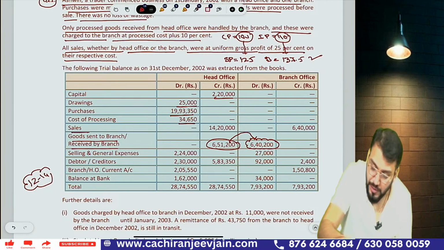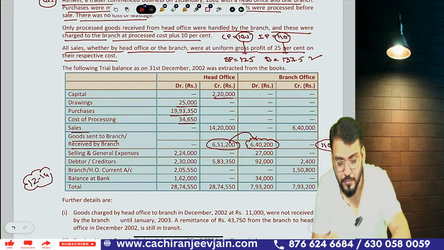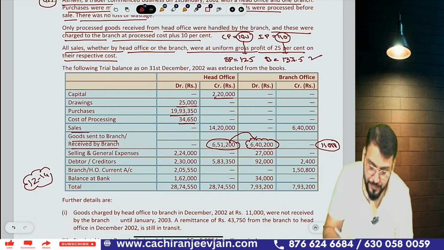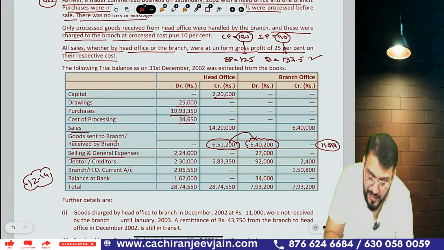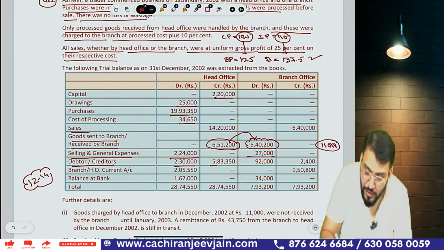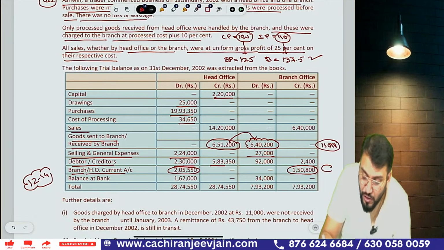You can see, 6,51,200 minus 6,40,200. So there are goods in transit of 11,000. Got this point? Then selling and general expenses are given, then debtors and creditors given. Then you can see branch account and HO current account. They have given branch account in the books of head office, and then head office account in the books of branch. But this is also not matching, so it means reconciliation is required.